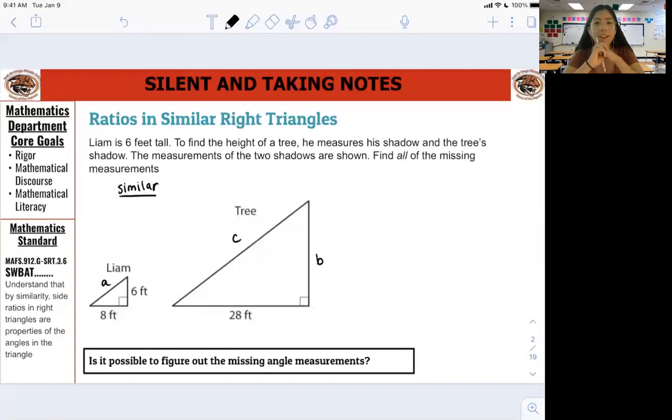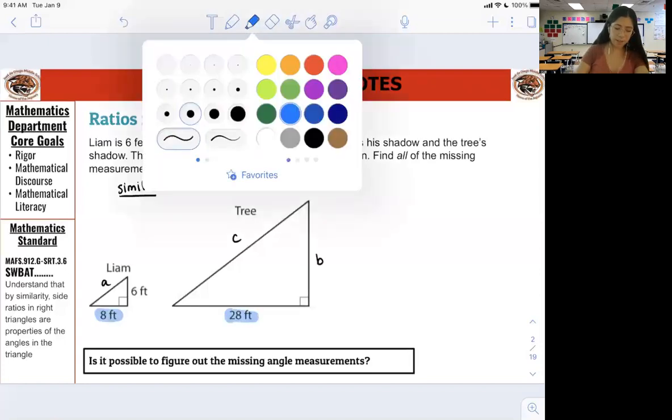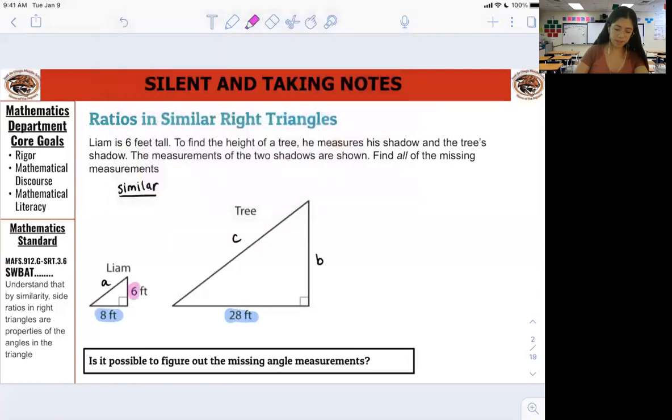So let's start this again. We have two similar triangles. I can set up a proportion. This is baby math, y'all. This is something we've been doing for many, many days now. I should not have any difficulty with setting up a proportion. Like Perla said, my proportion can be 28 over 8 equals B over 6.